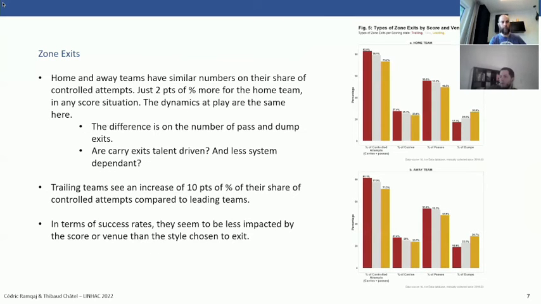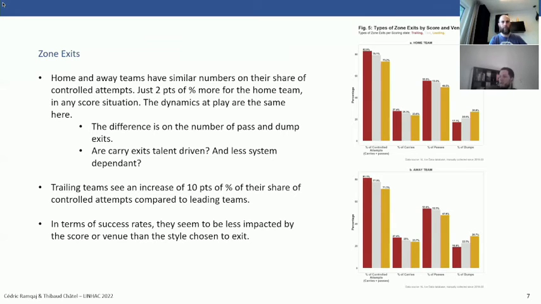So now we take a look at zone exits again. So what about the share of exits attempted in control? On average, there's a 10 point percentage drop in terms of control exits attempted between trailing and leading teams. So at home, a trailing team will, for example, attempt 83% of its exits in control, while a leading team will try 73% of its exits in control.